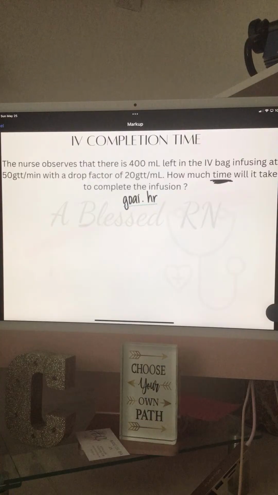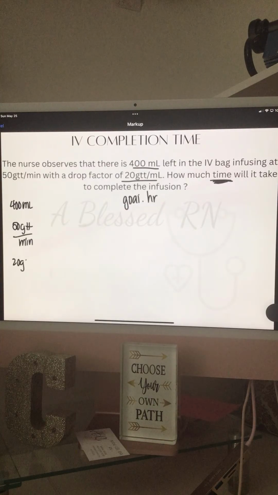So let's put all of our puzzle pieces to the side. We got 400 milliliters that's left in the bag. Cool. Something that we'll need, okay? And then 50 drops per minute. Okay, and then of course if you've got drops per minute, you know that you're always going to need the drop factor to figure something else out.